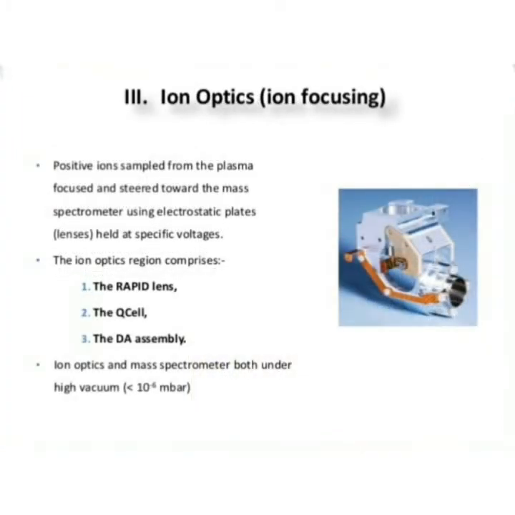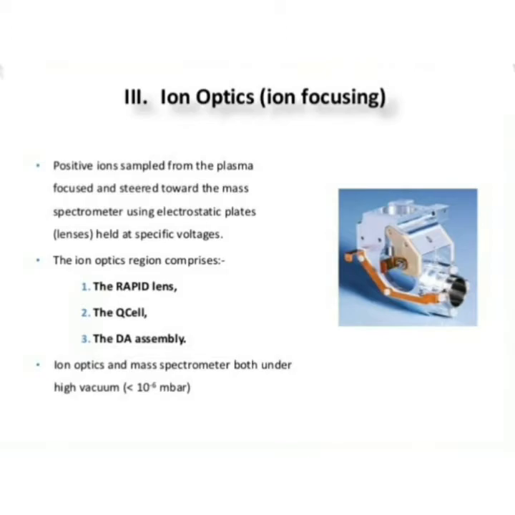Positive ion samples from the plasma are focused and steered toward the mass spectrometer using electrostatic plate lenses held at a specific voltage. The ion optics region comprises the RAPID lens, the Q cell and the DA assembly. Ion optics and mass spectrometer are both under high vacuum, less than 10 to the power minus 6 mbar. First I will introduce the RAPID lens.